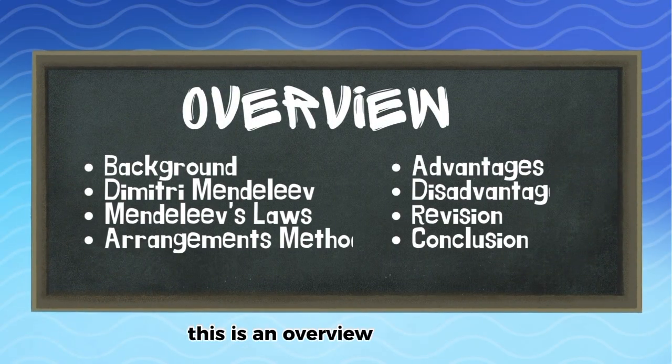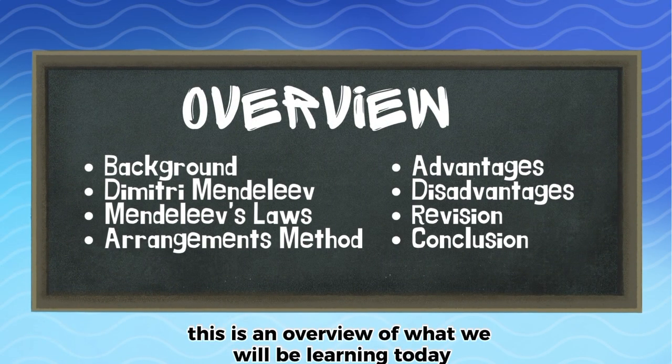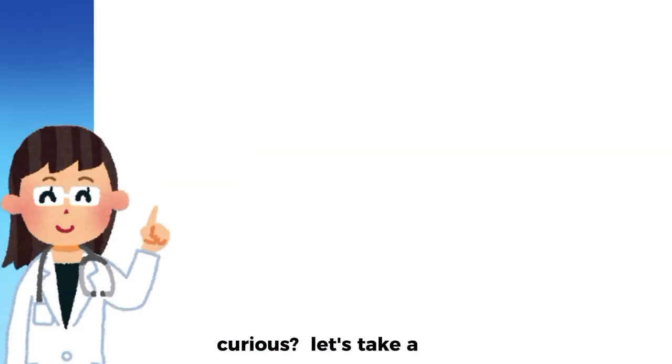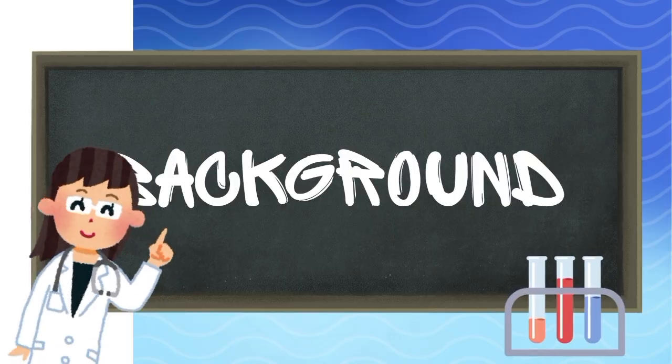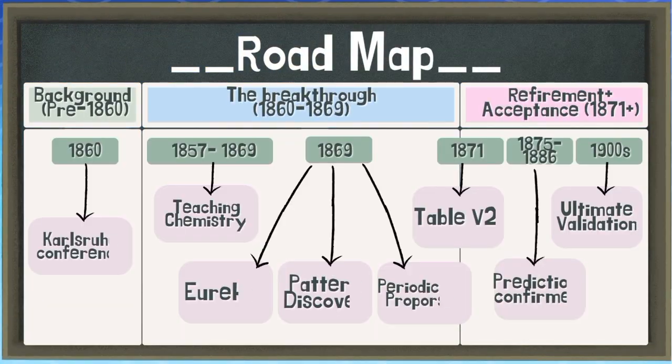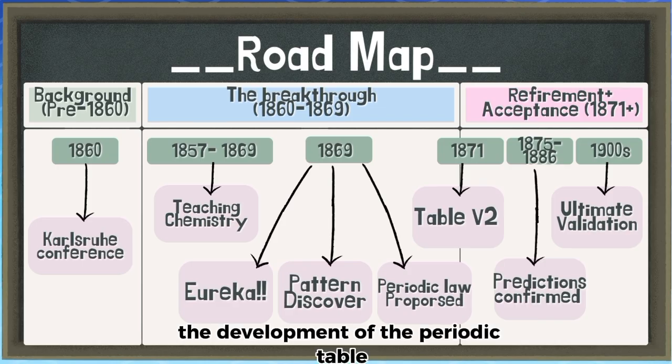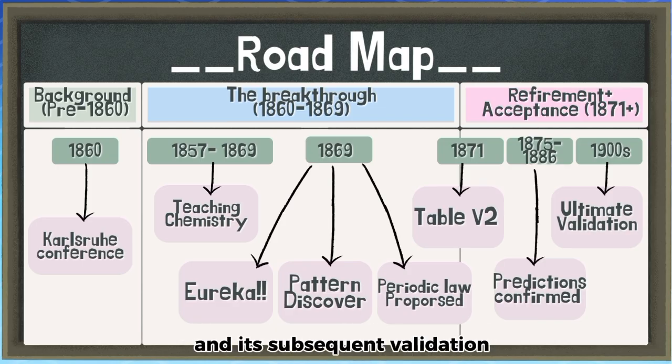This is an overview of what we will be learning today. Curious? Let's take a look. This word map visualizes the key stages in Dmitri Mendeleev's development of the periodic table and its subsequent validation.